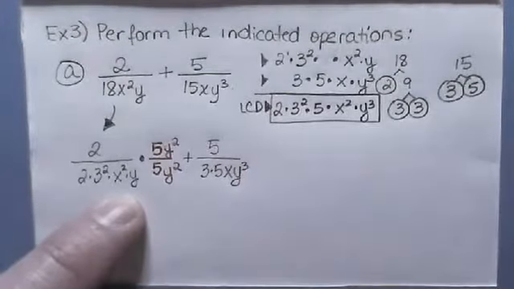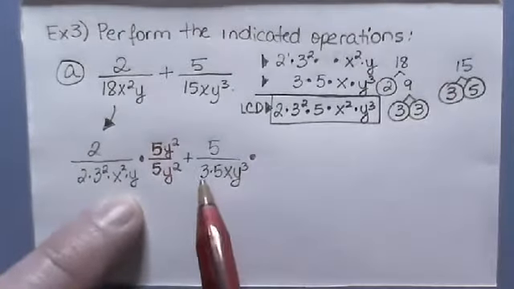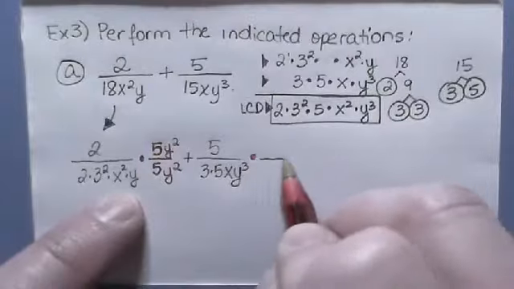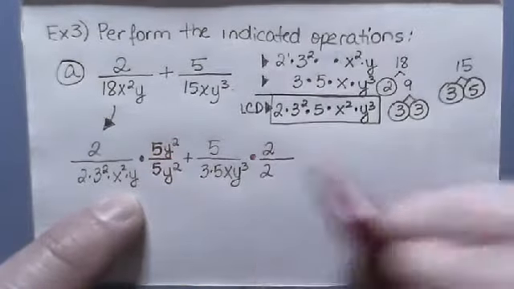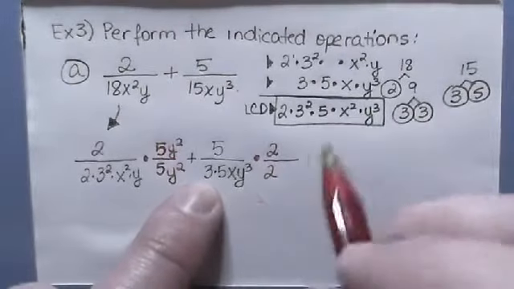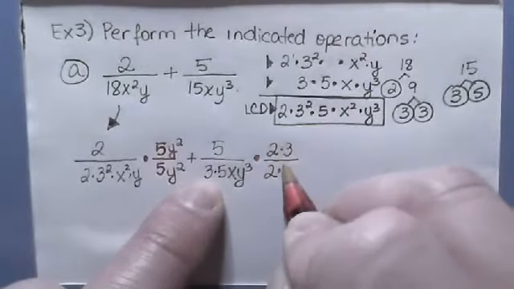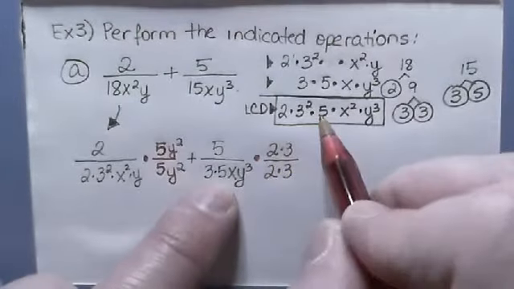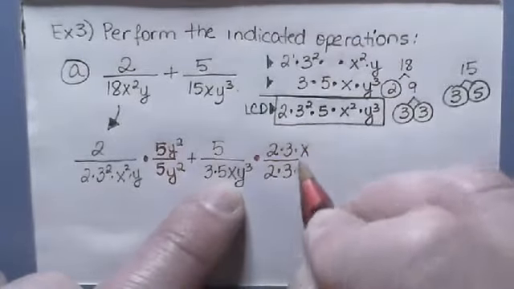I'm going to multiply by what is missing. If you notice, we're missing a 2. When we compare this denominator with the LCD, we're missing a 2, so we multiply top and bottom by 2. This denominator only has one 3. I need to have 2 3s, so I'm going to multiply by another 3. I am okay with the 5s. I'm missing an x, so I'm going to multiply by x.